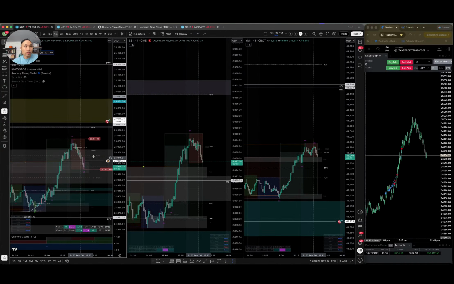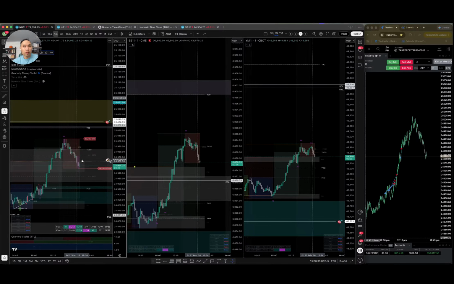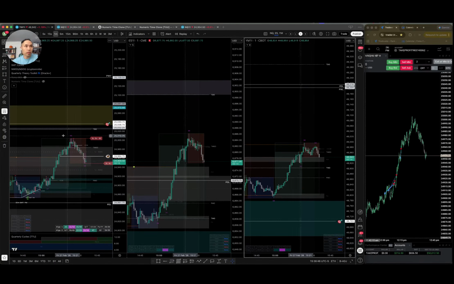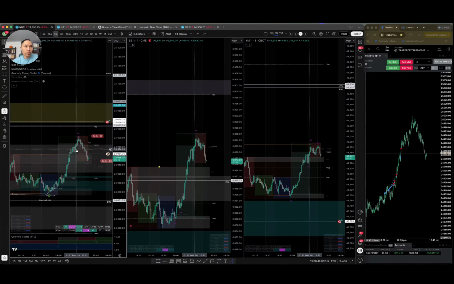So that should be retracement. Okay, so now we might head down here to this low. Yeah, it's not looking good. The longs probably short. That might be the mitigate.